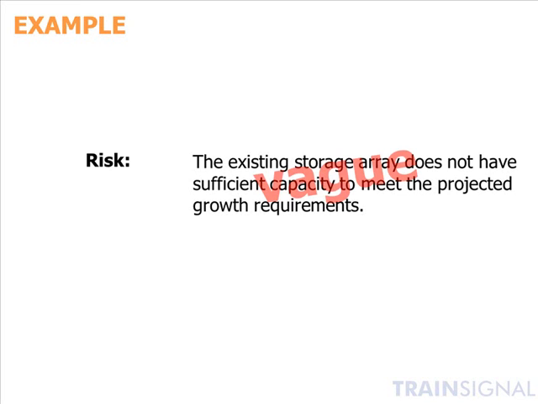In the same way, this risk doesn't identify what sort of capacity it's not able to meet. Is this a storage capacity in terms of gigabytes or terabytes? Is it a throughput capacity? Is it an IOPS capacity? And it also doesn't specify what the projected growth requirements are. So a better risk would be to actually rewrite this and be very specific about what limitation this storage array presents and what type of capacity it's presenting as a risk, what kind of limit it's presenting as a risk.